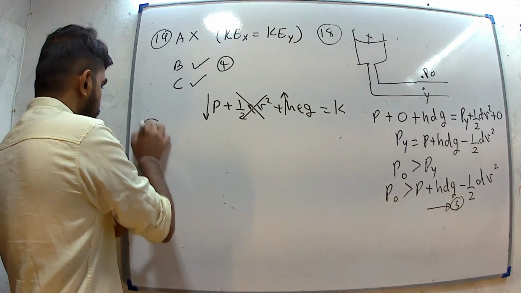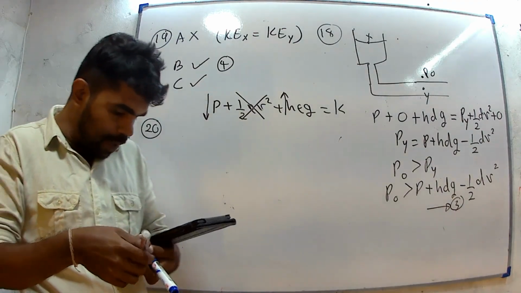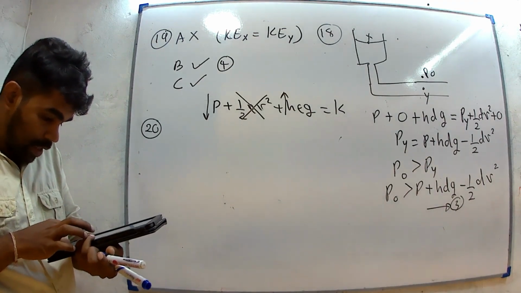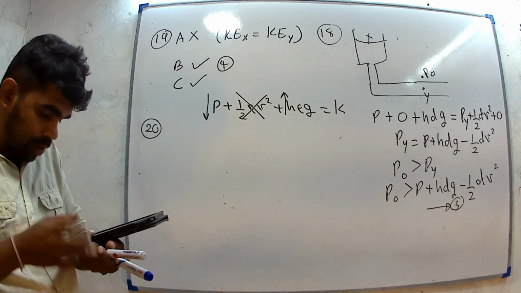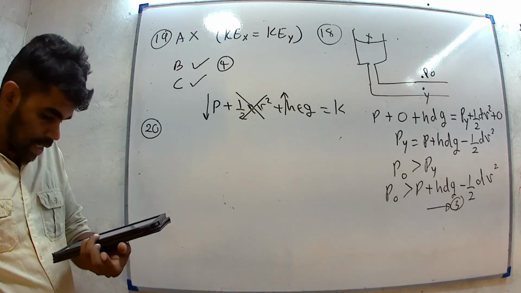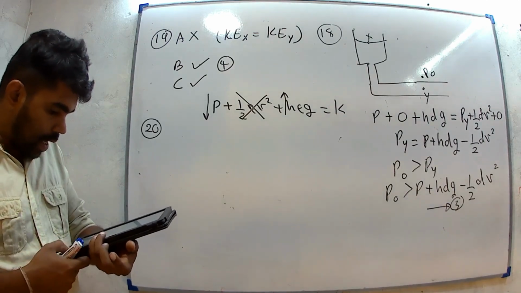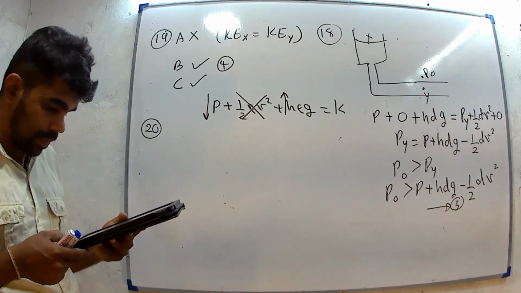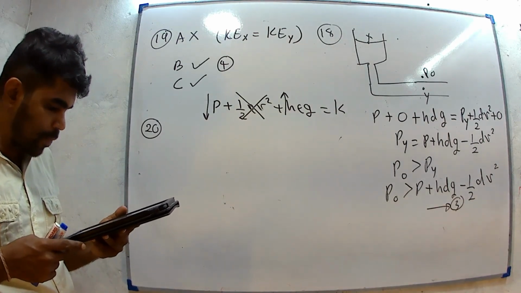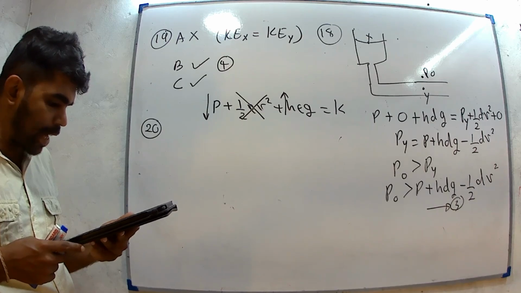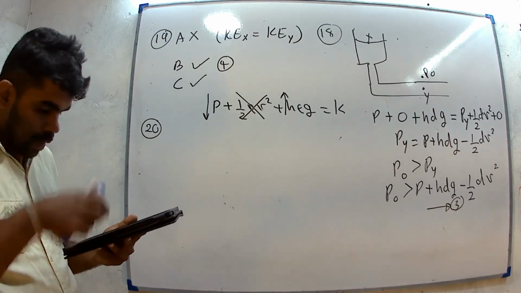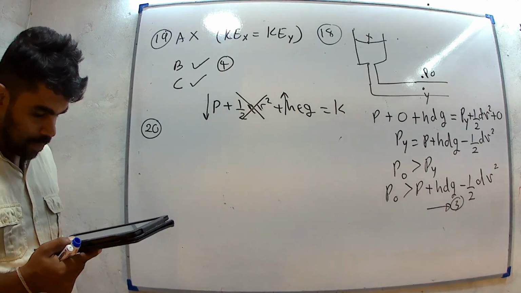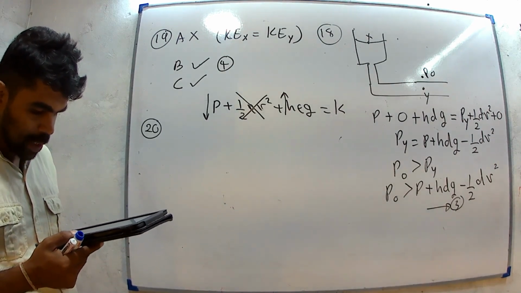Then question 20. The human blood circulatory system consists of about 1 million capillary vessels, each with an average diameter of 8 micrometers. If the blood is pumped from the heart at a rate of 5 liters per minute, what is the average speed of blood flow through the capillary vessels in centimeters per minute?